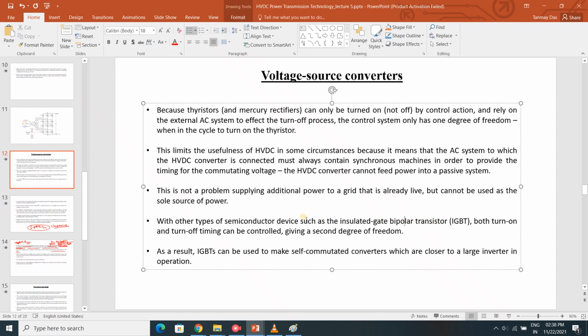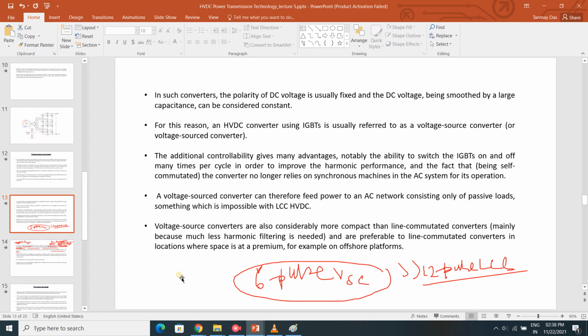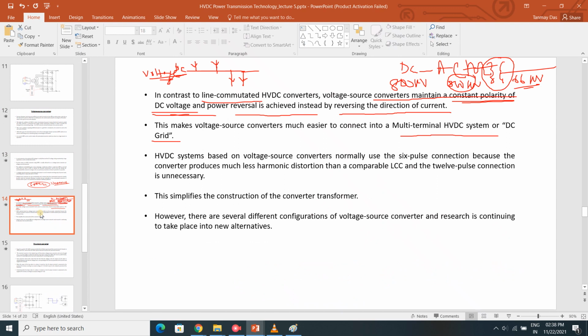Why VSC? Because VSCs use the insulated gate bipolar transistor, that is the IGBT, because IGBTs have the ability of turn off. More importantly, IGBTs produce less harmonic distortion; they can reduce harmonics to a much greater extent. That is why a 6 pulse VSC is sufficient, and it is superior to a 12 pulse LCC, that is, the thyristor based LCC. So a 12 pulse VSC is not used at all, because it is totally unnecessary.